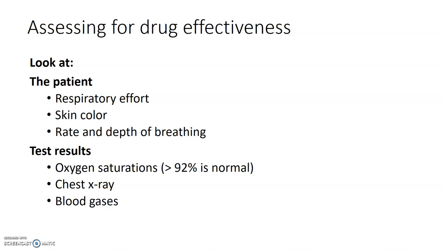First, you look at the patient. What kind of respiratory effort do they have? How difficult is it for them to breathe? What is their depth of breathing? What is their skin color? And in their test results, you look at the oxygen saturations, chest x-rays, and blood gases to assess for drug effectiveness.